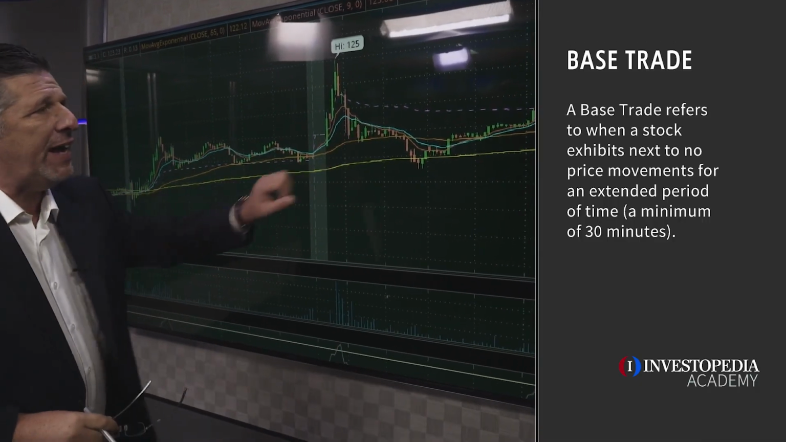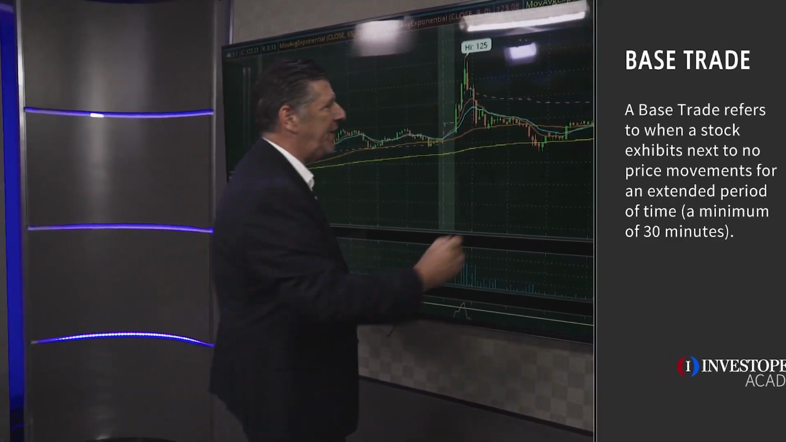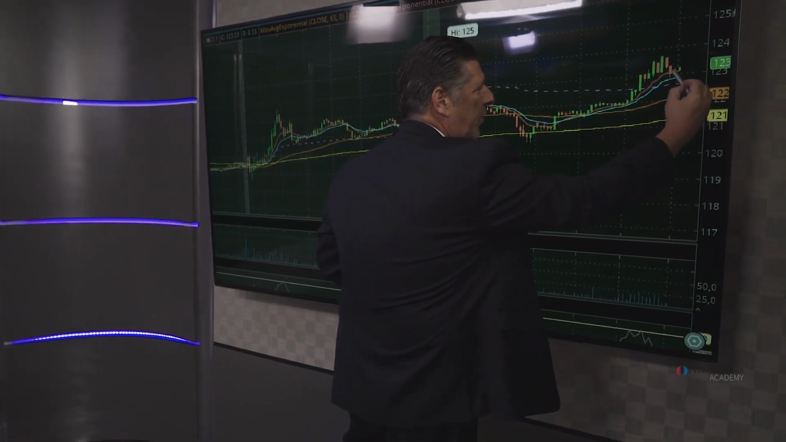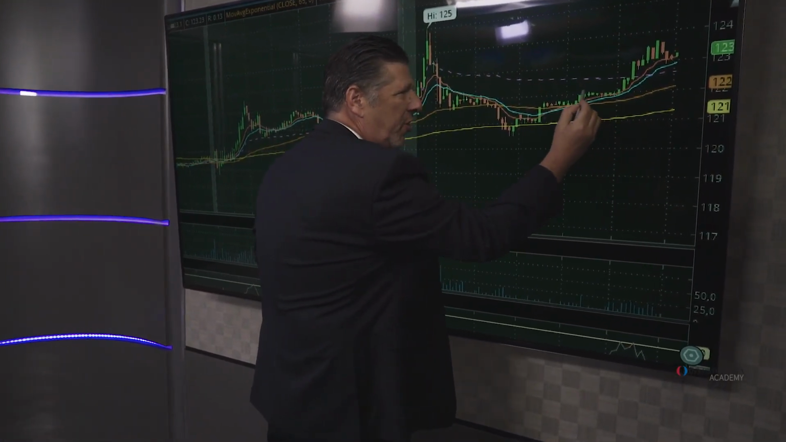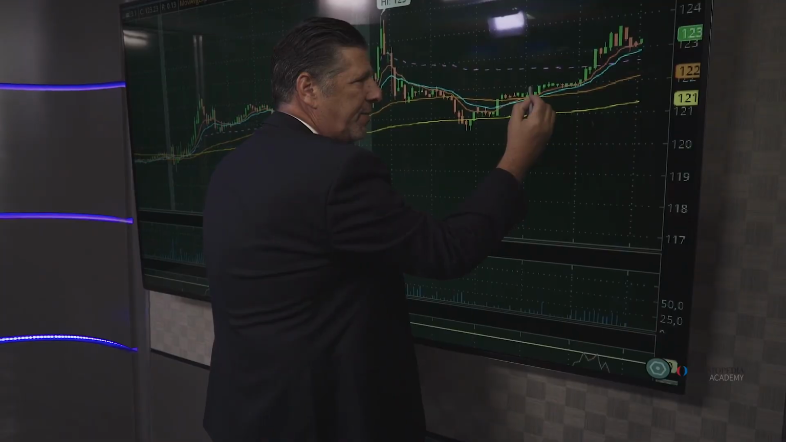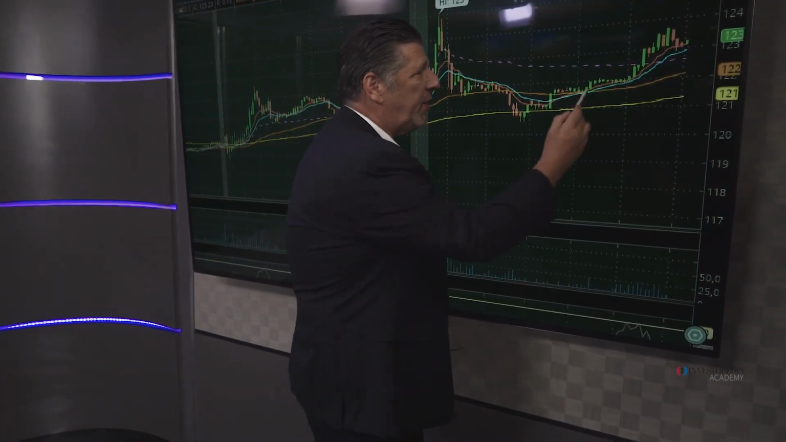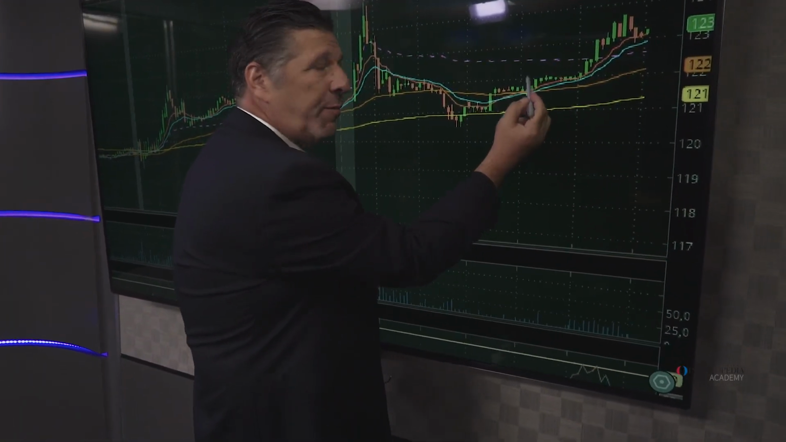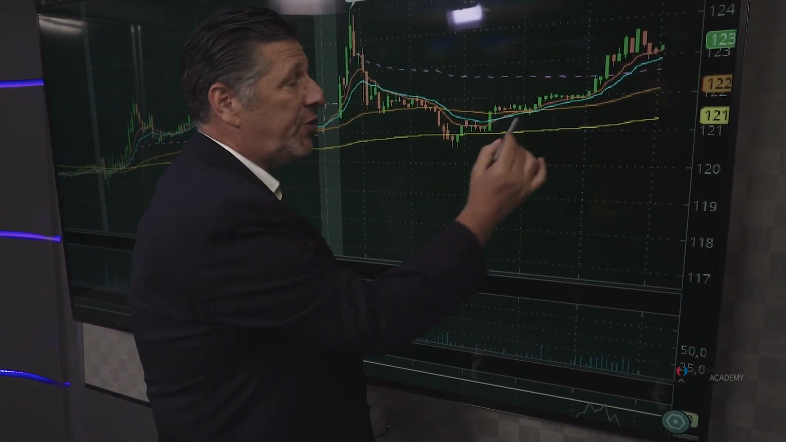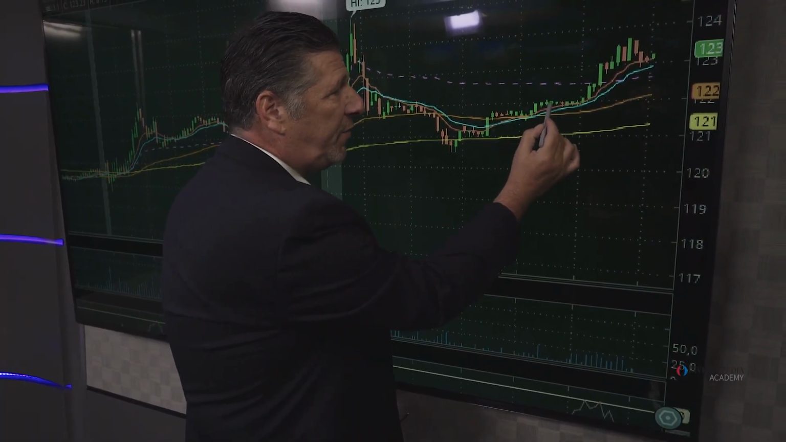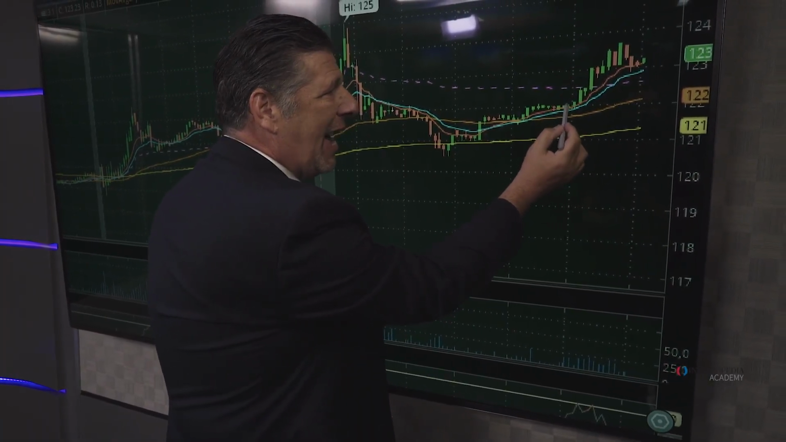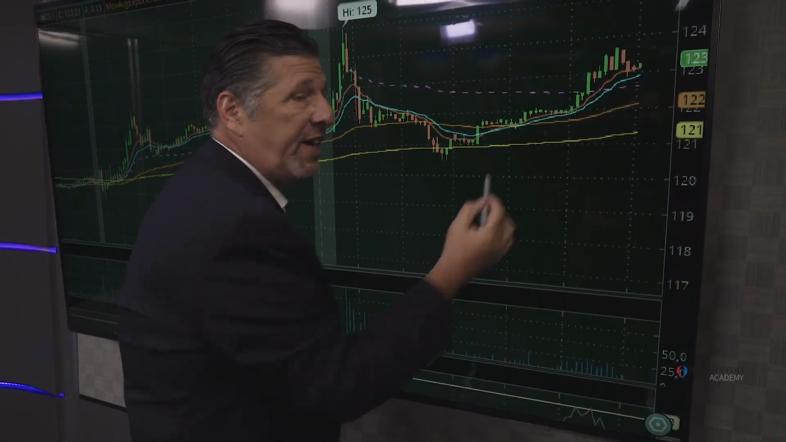So if we take a step back and we look at this chart, it is clearly not in an uptrend. Maybe it started one here, but at this point in the chart, this stock is going sideways. It is forming what we call a base. First rule for a base trade, we want this stock to go sideways for at least 30 minutes. And remember, each one of our candlesticks is 5 minutes worth of time. So we have 5, 10, 15, 20, 25, 30, 35, 40, about an hour of this stock just going sideways.